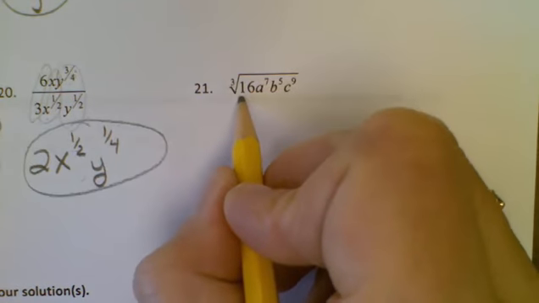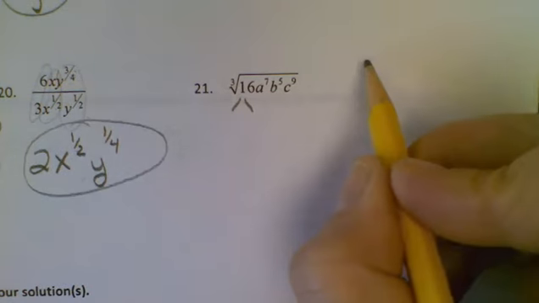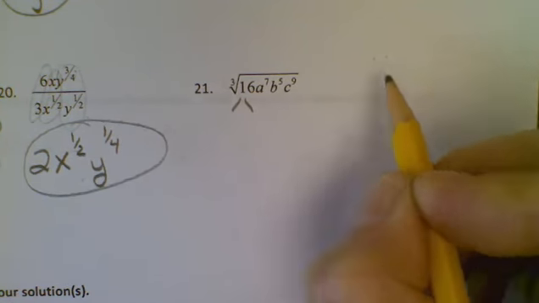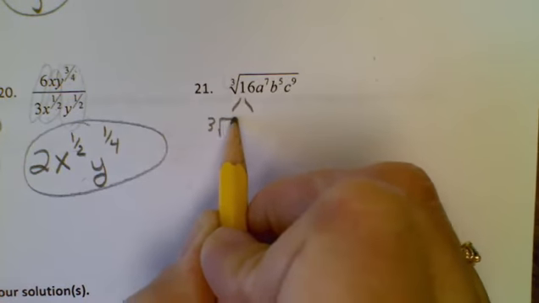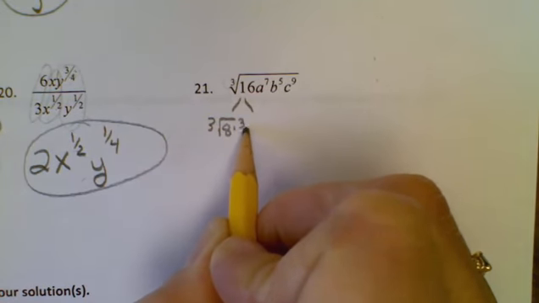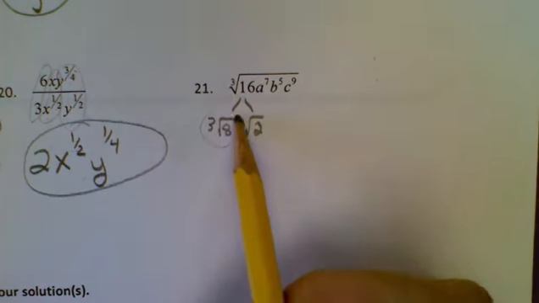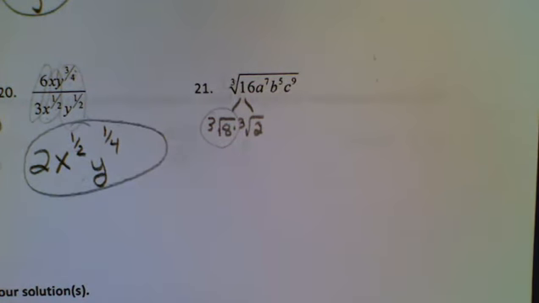So the cubed root of 16, again, you're thinking the perfect cubes. 2 to the third is 8, 3 to the third is 27, and the one that's going to work right away, I know, is 8. So I break up the cubed root of 16 into the cubed root of 8 that I can simplify, and the cubed root of 2.